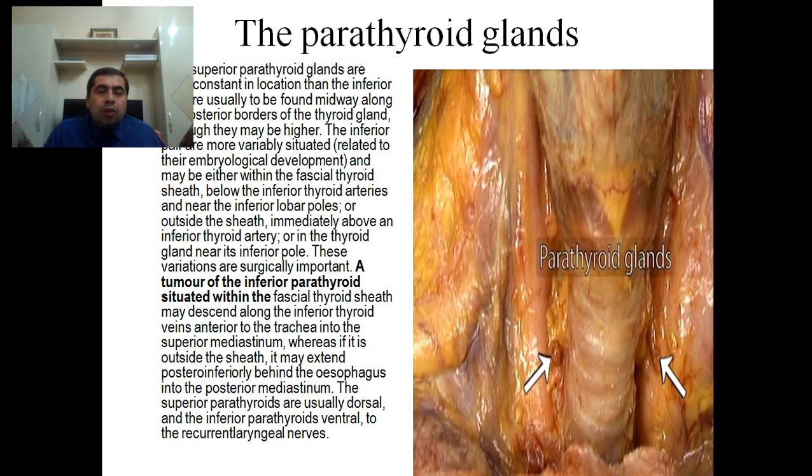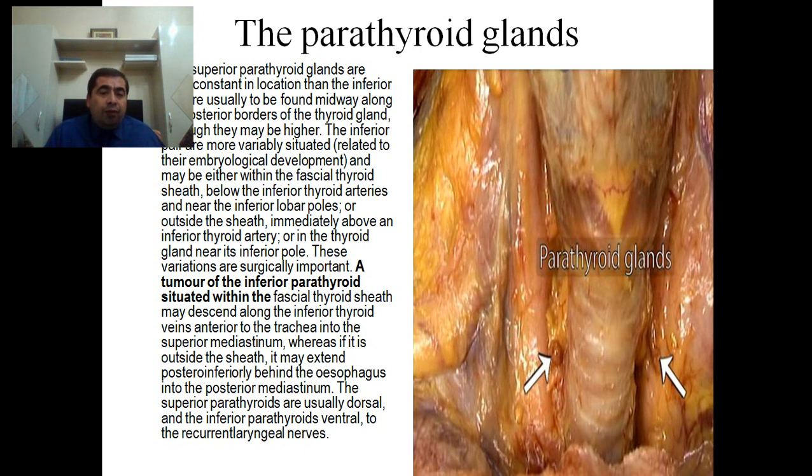The inferior pair are more variably situated, related to the embryological development, and may be either within the fascial thyroid sheath below the inferior thyroid arteries and near the inferior lobe pole, or outside the sheath immediately above and inferior to the thyroid artery, or in the thyroid gland near its inferior pole, which is a very dangerous moment during the operation on the thyroid gland. By mistake, the surgeon can cut or remove the parathyroid gland.